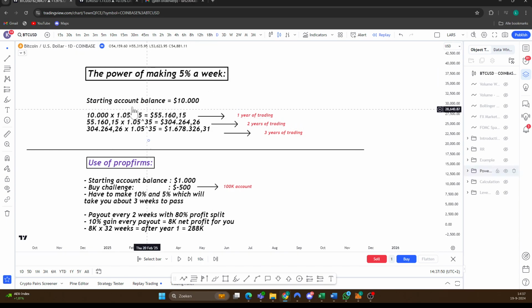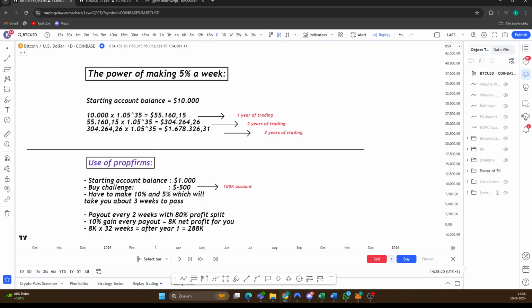After 1 year of trading, you will turn your 10,000 into $55,160.15. After year 2, that will be more than 300,000, and after year 3, you will be a multi-millionaire. So in only 3 years of trading, you would have turned 5 figures into multiple 7 figures, which is absolutely insane. Okay?